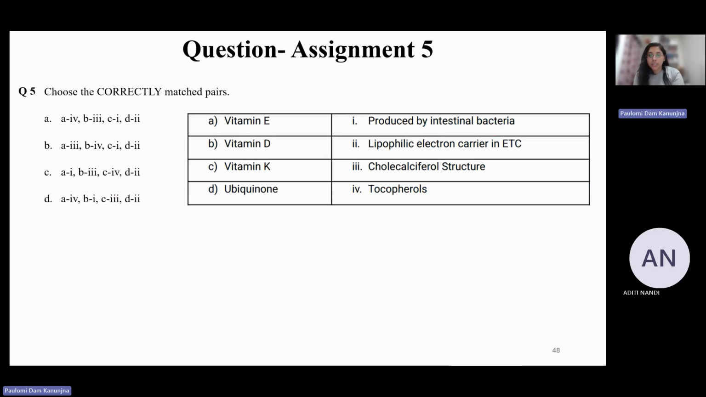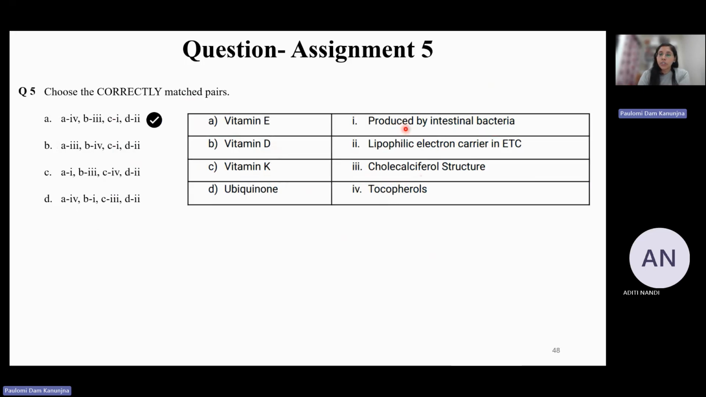Okay, let me give you the answers for this so that we can quickly go to the next one. The first one is correct here. Your A, which is vitamin E, is called tocopherols. You will know these names. B is vitamin D3, which is cholecalciferol, which is also correct. We know this is how it is derived.